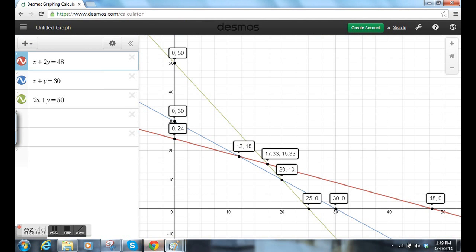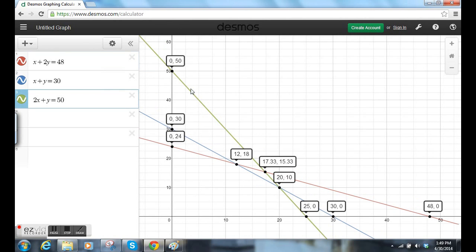So when you are done, what is your paper going to look like? I plugged in these lines: x plus 2y equals 48, x plus y equals 30, and 2x plus y equals 50. So in theory, your graph should look like some slightly messier version of this. And similar to what we did in section 4.1, we are looking for the areas where everything overlaps. I want everything less than the green line, less than the blue line, and less than the red line. So we want to look for the region where everything overlaps.